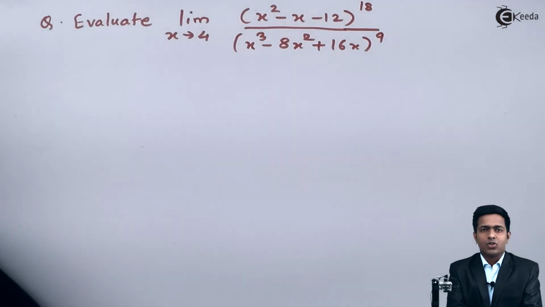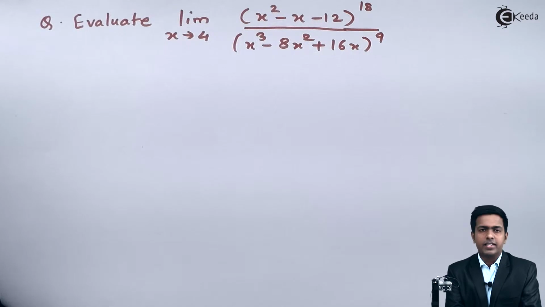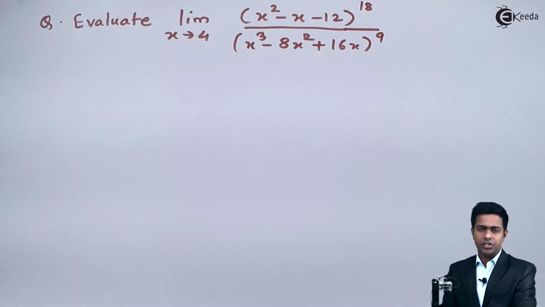Hello everyone. So here in this problem we have to evaluate limit x tends to 4, (x² − x − 12)^18 upon (x³ − 8x² + 16x)^9. Now before finding the solution, let's observe the given question.